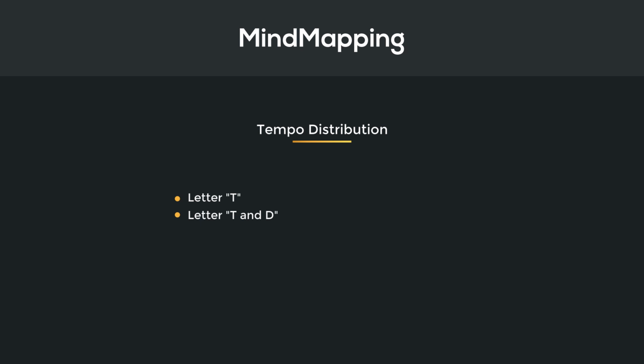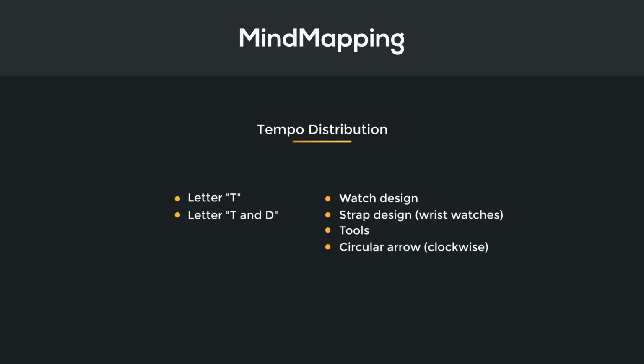And if we want to continue with the relevancy of watches, then we can use a vectorized version of a watch design. And to differentiate between the wristwatches and the wall clock, we can also use a strap within the design to focus only on wristwatches. We can also use different kinds of watchmaking tools because the company is also providing these tools. We can also use a circular arrow in the clockwise direction to represent the watch movement.